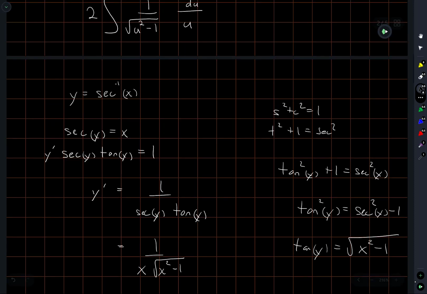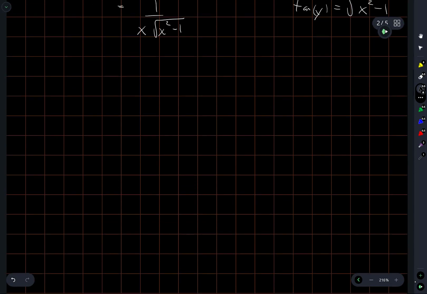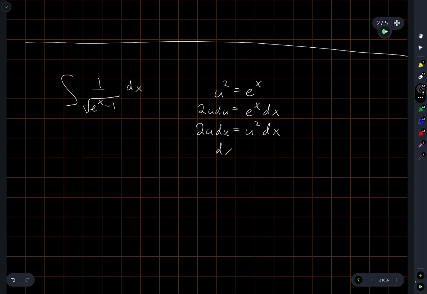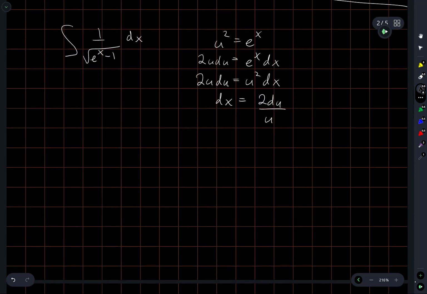Okay, so let's put things together now. Let's put it all together. Starting from the top, we've got 1 over the square root of e to the x minus 1. I'm going to let u squared be equal to e to the x. So 2u du is e to the x dx. So 2u du is u squared dx. So dx is 2 du over u. And now substitute everything into the integral.